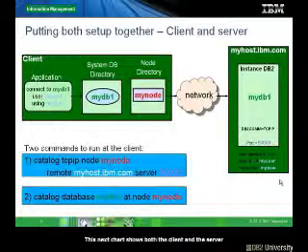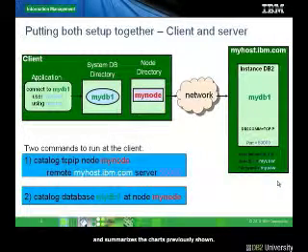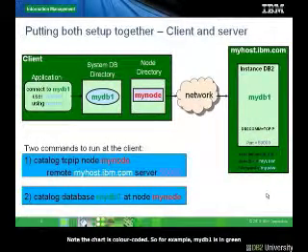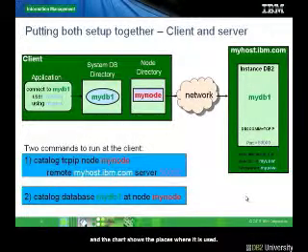This next chart shows both the client and the server and summarizes the charts previously shown. Note the chart is color coded, so for example mydb is in green, and the chart shows the places where it is used.